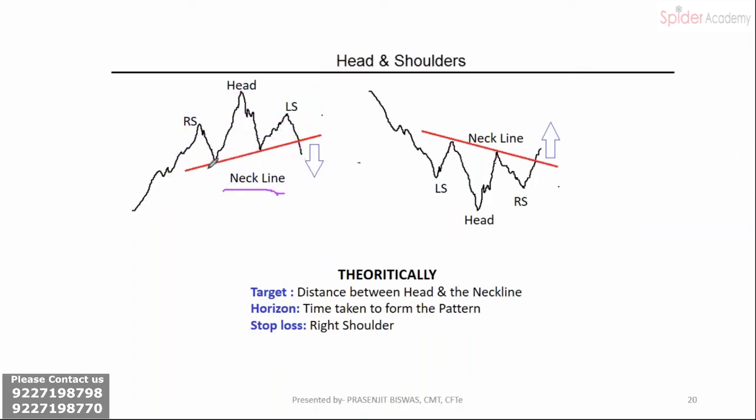This is called the neckline, as you can see. So you get a short trade at this particular point. As soon as the neckline breaks, you get a short signal. Now, what is the target for estimating a breakdown in a head and shoulders?